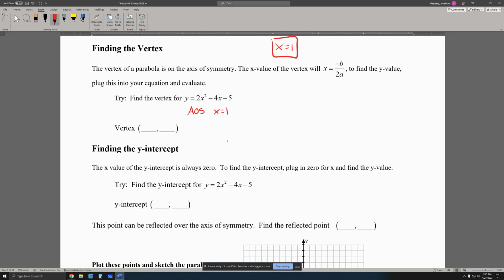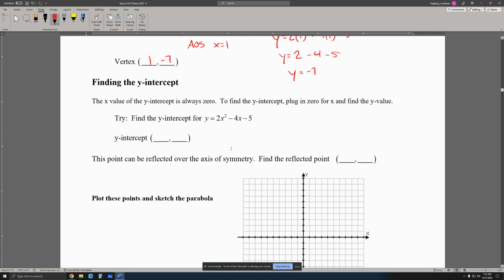We're going to take 1 and plug it in for x here. I'm going to make that a little bit clearer. We're going to plug that in for x here, and then solve for y. So y is equal to 2 times 1, quantity squared, minus 4 times 1, minus 5. Well, we have 1 squared is 1, times 2 is 2. Minus 4 times 1 is 4, and then minus 5. 2 minus 4 minus 5 is equal to negative 7. So the coordinates for the vertex is 1, negative 7.